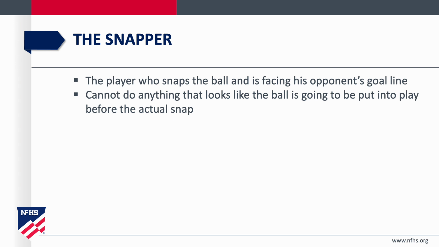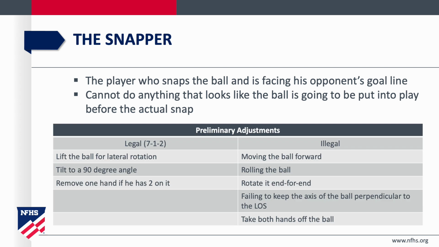Once ready for play, the ball has been touched by the snapper, he cannot do anything that looks like the ball is going to be put into play before the actual snap. However, he can do some things legally. He can lift the ball for lateral rotation or tilt it up to a 90-degree angle. If the snapper places both hands on the ball, he may remove one. However, one must remain in contact with the ball at all times.